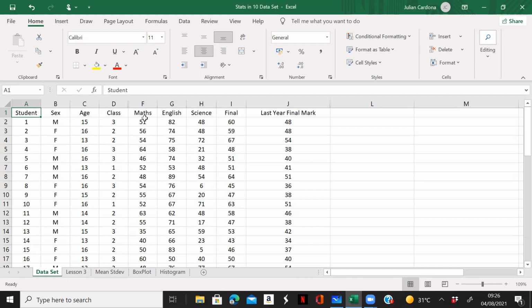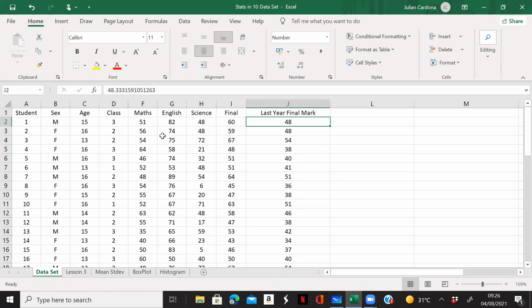And we have their performance in maths, English, and science, and their final mark, which is the average of these 3. Then we also have last year's final mark for these particular students, which is the average of their marks in maths, English, and science for last year.